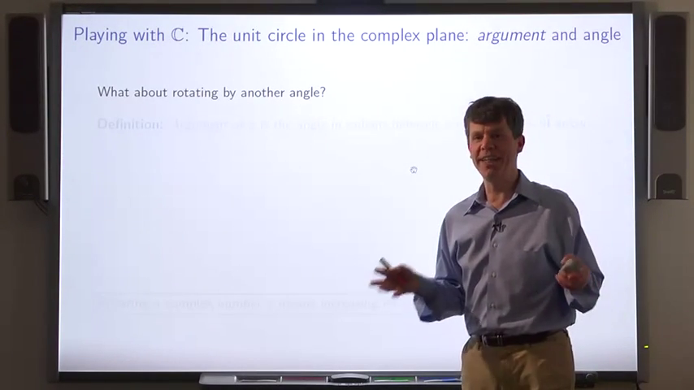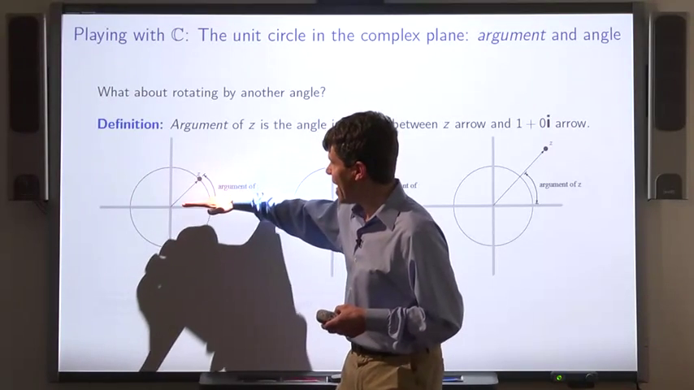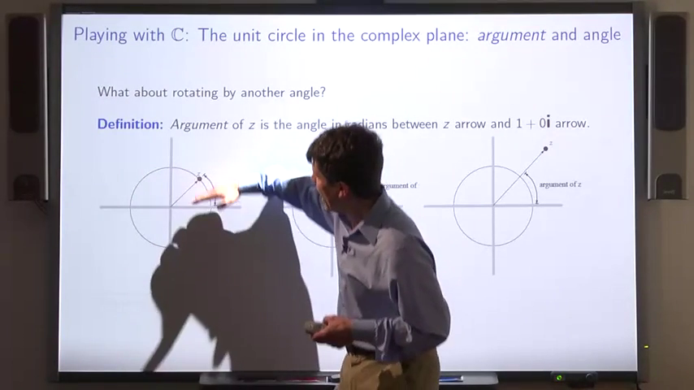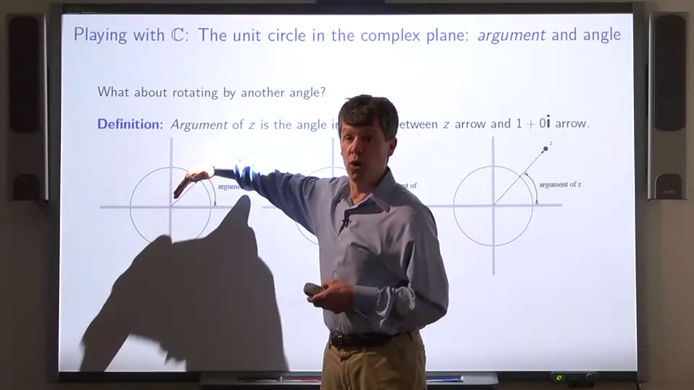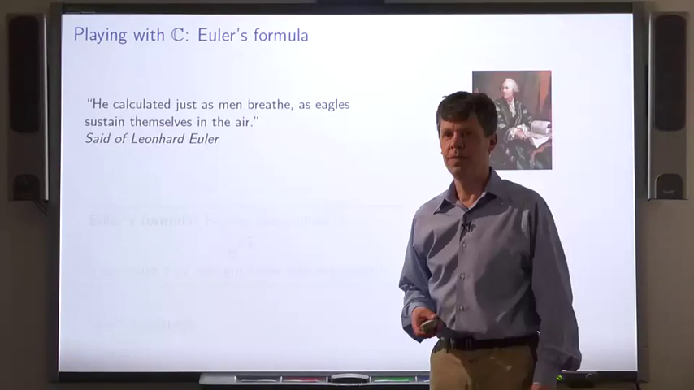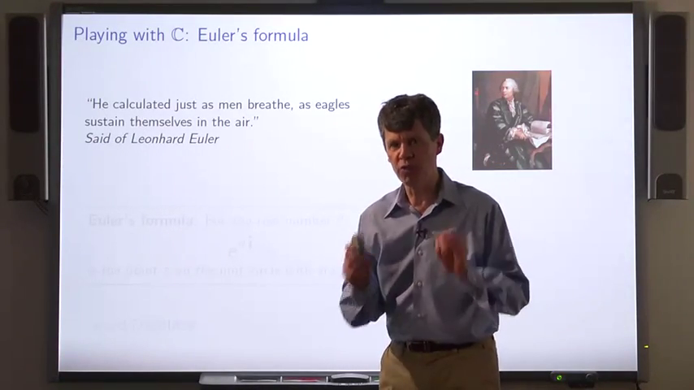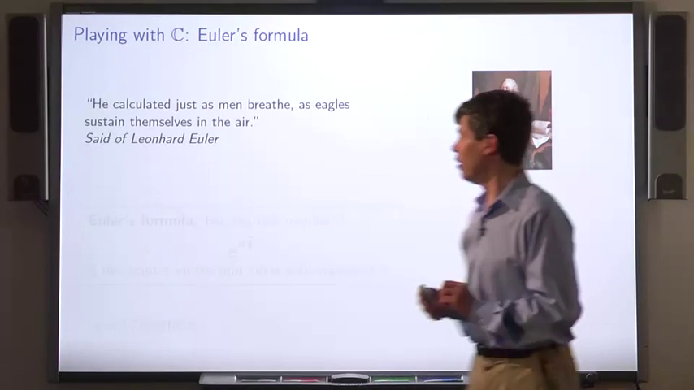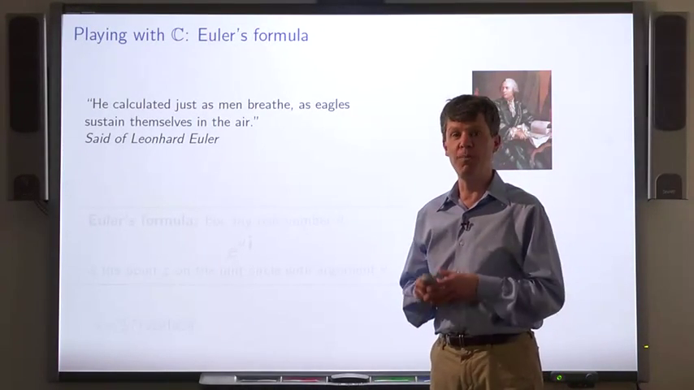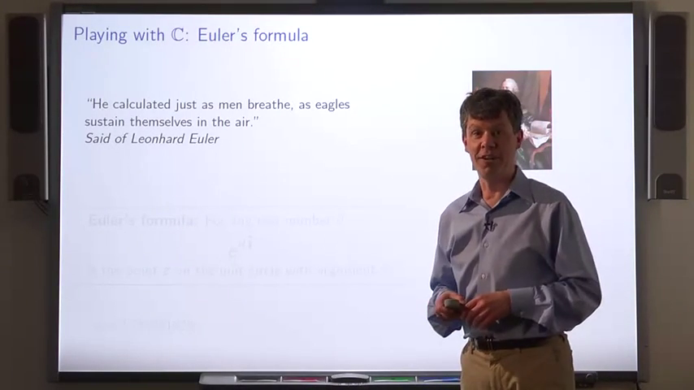What about rotating by another angle? Well, let's start with this definition. The argument of a complex number is the angle measured in radians between the x-axis and the arrow representing the complex number. To see how to increase the argument of a complex number, we turn to a formula due to Euler, a remarkable mathematician who contributed to many areas of mathematics, not to mention music theory and cartography.